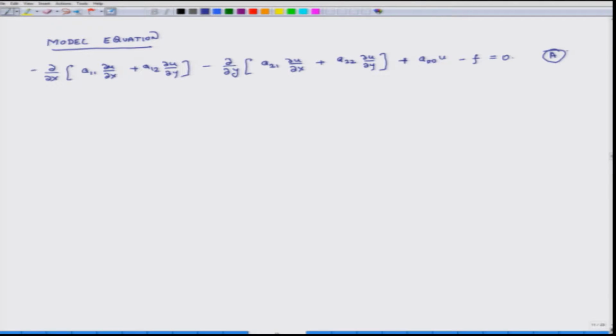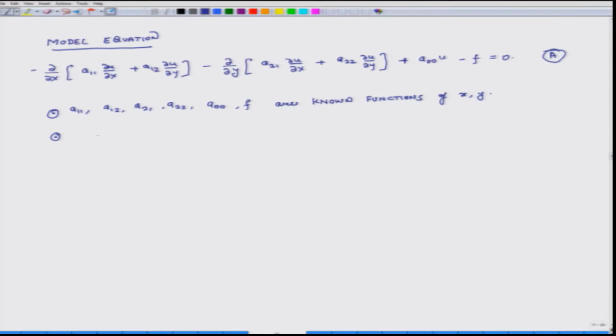So, this is the most general two-dimensional linear partial differential equation, the most general form in 2 dimensions. Here a11, a12, a21, a22, a00 and f are known functions. They are known functions of x and y. So, they can change with respect to x and y, but how they change we know. So, that is the first thing.